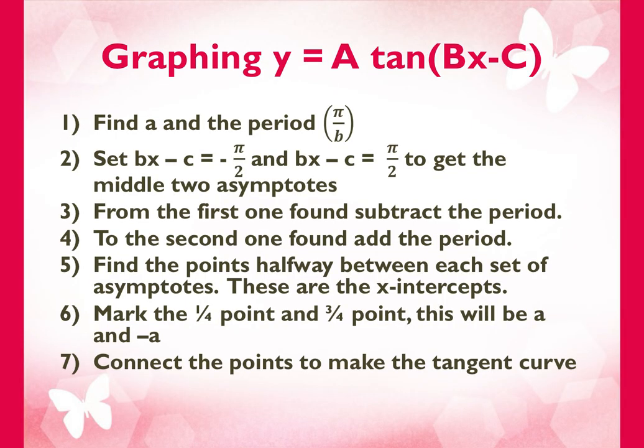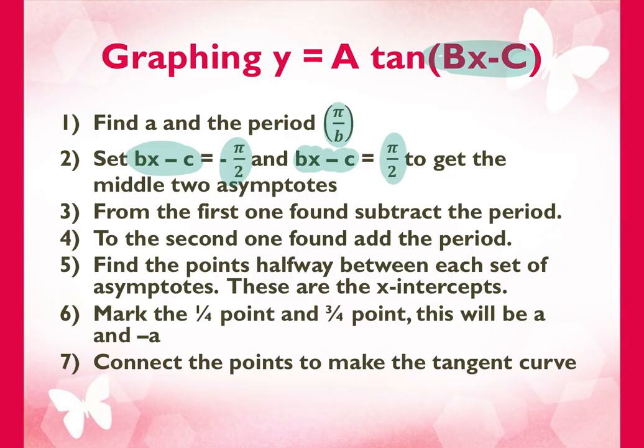For sine and cosine, the very first thing we start with is the same. We find a, but it is not called an amplitude anymore. We find the period, which is now pi over b instead of 2 pi over b. And then we find our asymptotes. And the way we find our asymptotes is setting whatever's next to tangent, so inside the parentheses, that bx minus c, we set equal to negative pi over 2, and then we set it equal to positive pi over 2. And that's going to give you the middle 2 asymptotes.